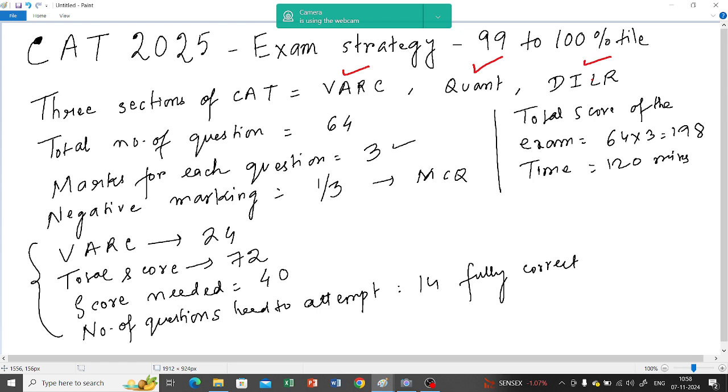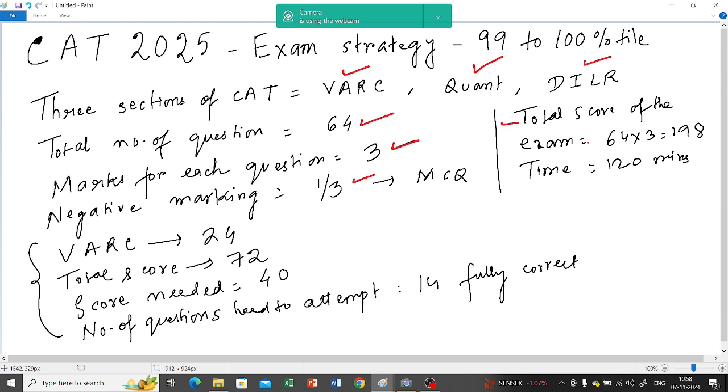So the total number of questions asked in CAT is 64. Marks for each question is 3 marks. However, there is negative marking as well. One-third negative marking applies only to MCQs. In the quant section there are some questions which are not MCQs. These are called TITA questions, also called NAT, that is numerical answer type, where options will not be given, just a dash will be given and you need to enter the answer through your online keyboard. For those questions there is no negative marking.